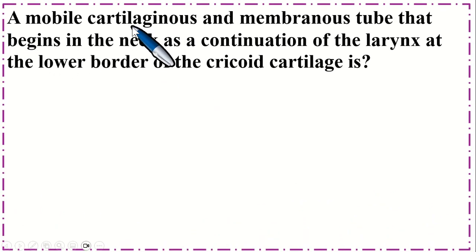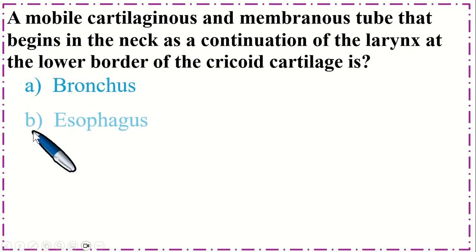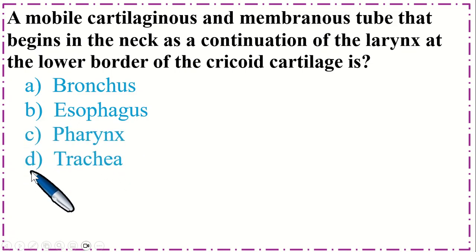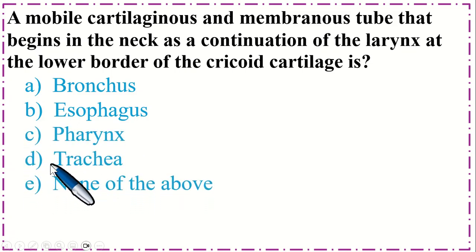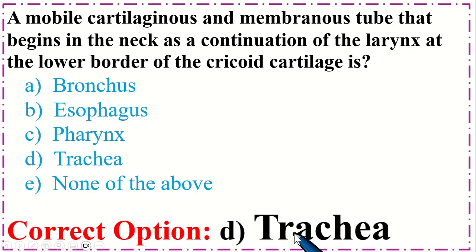A mobile cartilaginous and membranous tube that begins in the neck as a continuation of the larynx at the lower border of the cricoid cartilage is option A bronchus, B esophagus, C pharynx, option D trachea, and option E none of the above. So the correct option is D trachea.